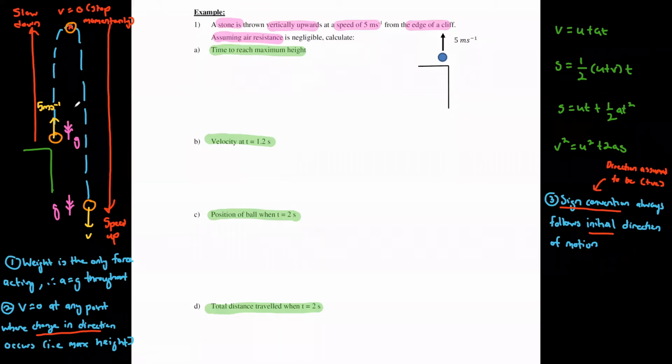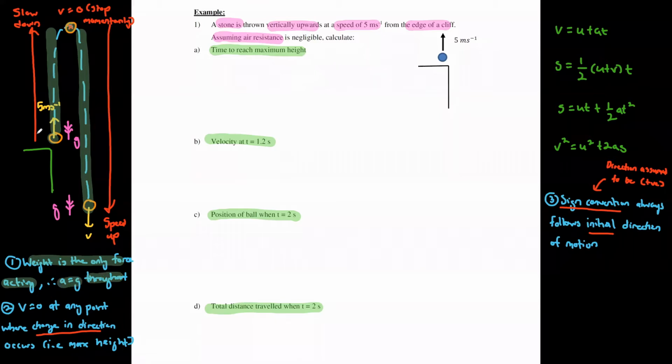When the stone is initially thrown, it continues to move upwards until it reaches the maximum height, and then from there, it will switch direction and continue to move downwards. Throughout the stone's motion, weight is the only force acting. Therefore, its acceleration will be equal to g throughout.